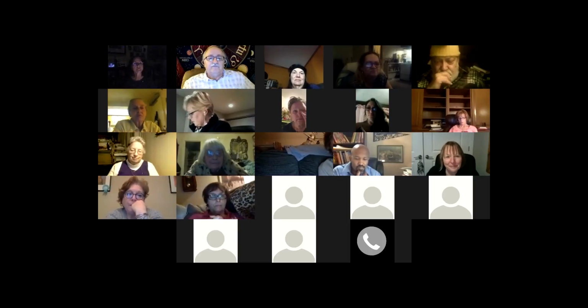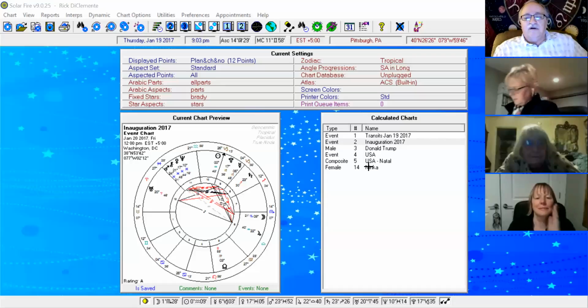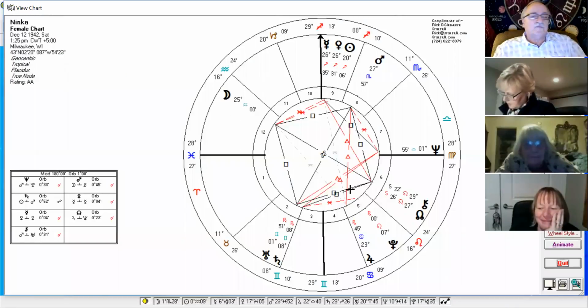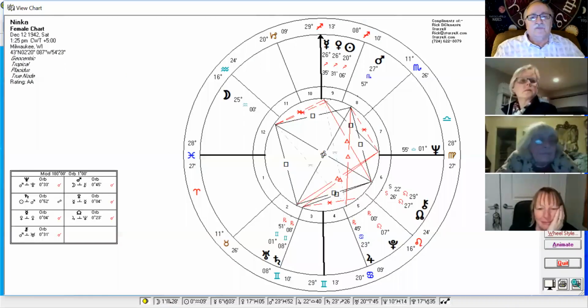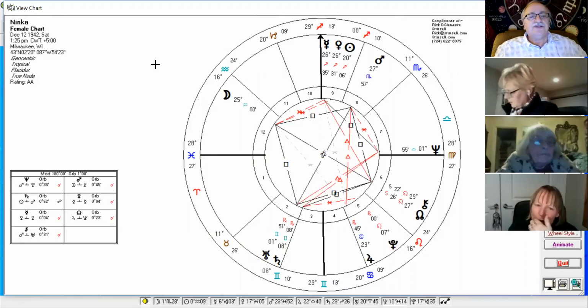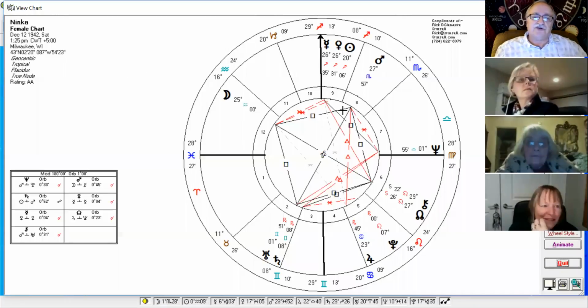All right. Okay, Ninka's chart. Do you all see, Elke, can you see the ninth house stuff here? Okay. Here is Ninka. She is born in 1942. She is Sun in Sag. She's Pisces rising. She is Moon in Aquarius.